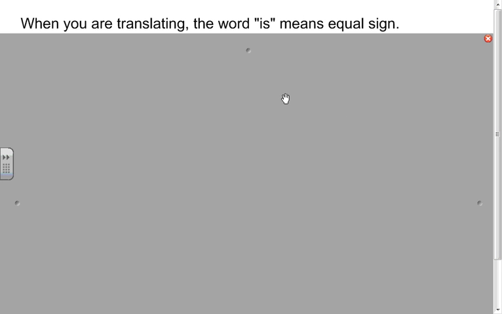We've been doing some translating here in Chapter 1. Here's one more step in translating. If you're translating, the word is means equal sign. So wherever you see is, you put the equal sign.